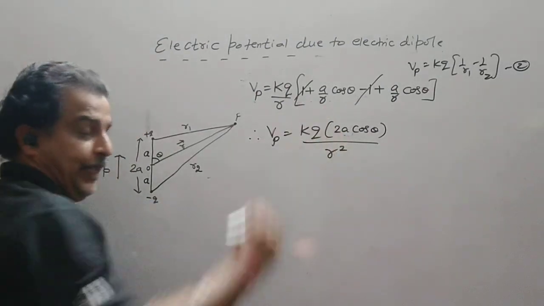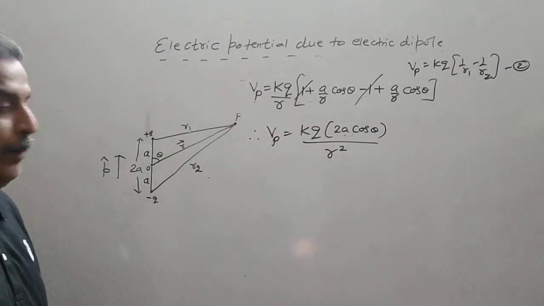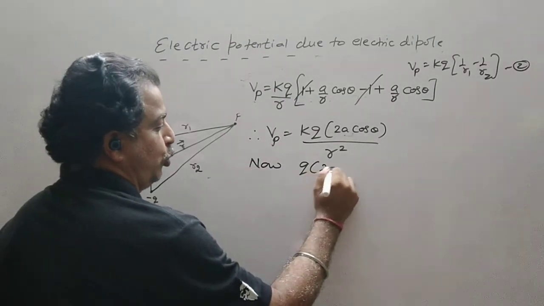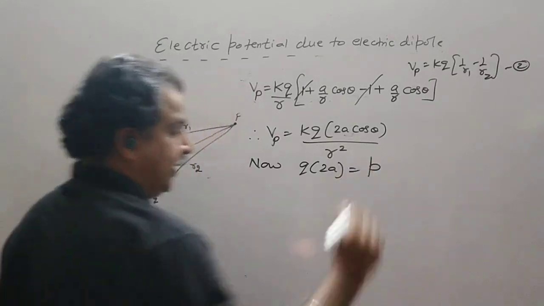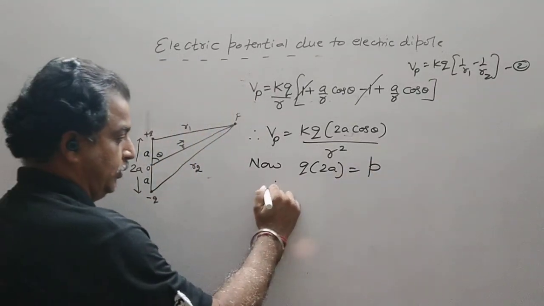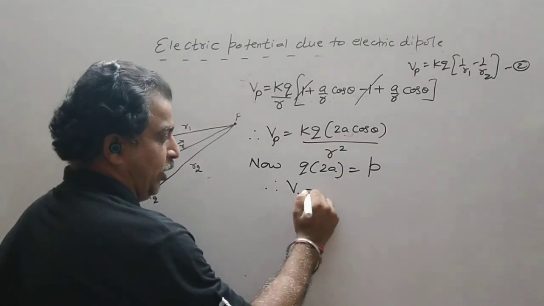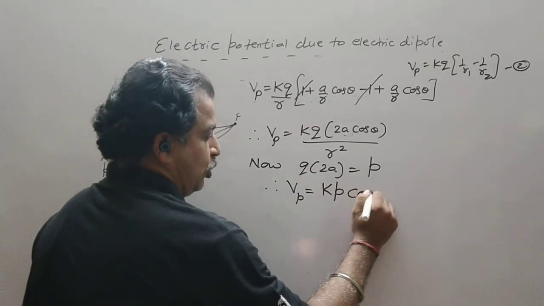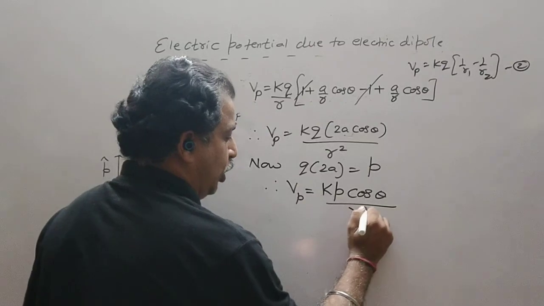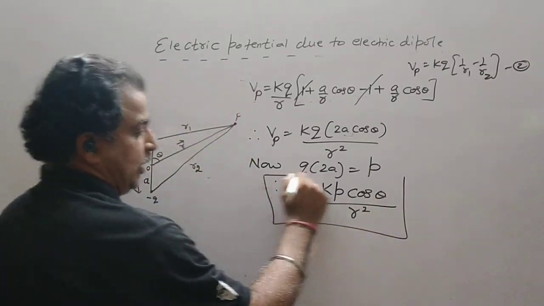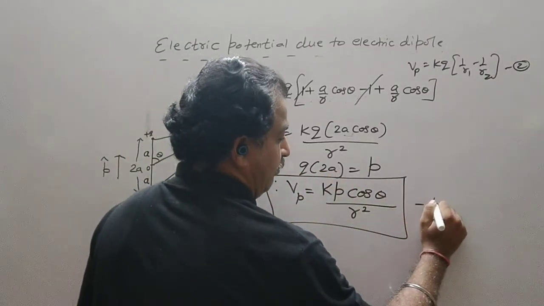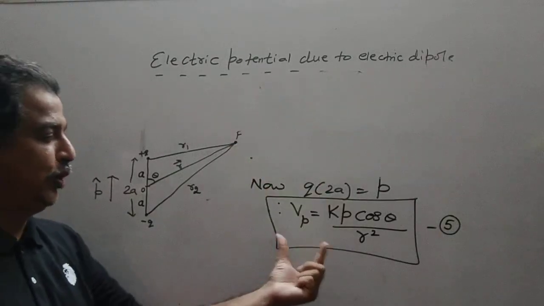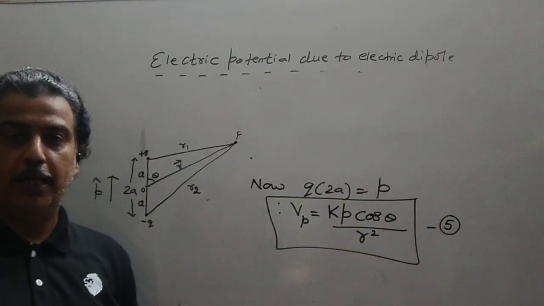Now Q into 2A, that is the dipole moment. Q into 2A is equal to P. Therefore, Vp is equal to Kp cos theta upon R square. Now this result is very important for us. The potential due to a dipole is Kp cos theta upon R square.